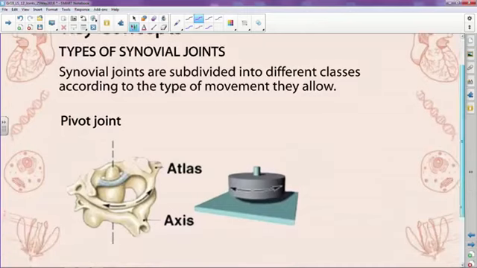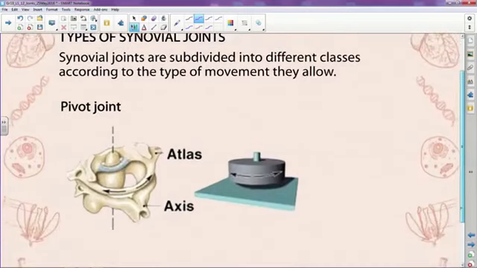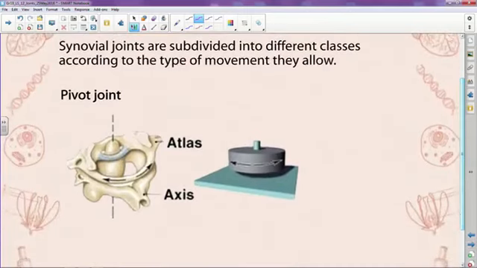A pivot joint. The only pivot joint in the body is where the atlas and the axis, at the top of my vertebral column, turn on each other so that I'm able to turn my head. A pivot means to turn around a central point.